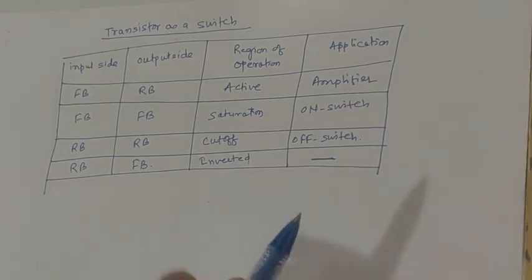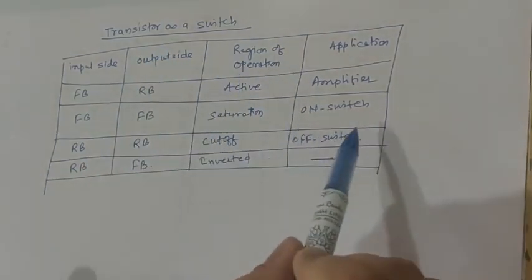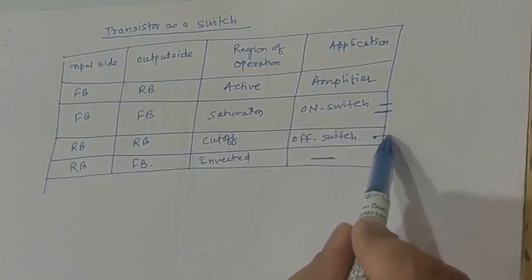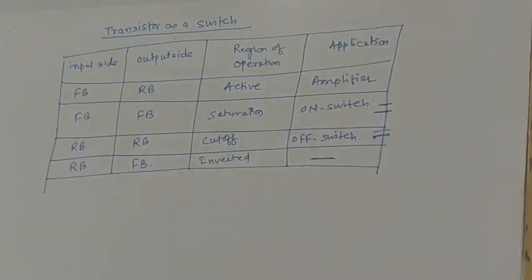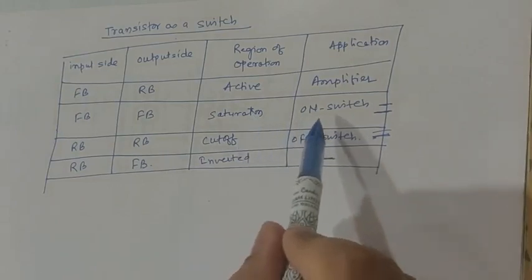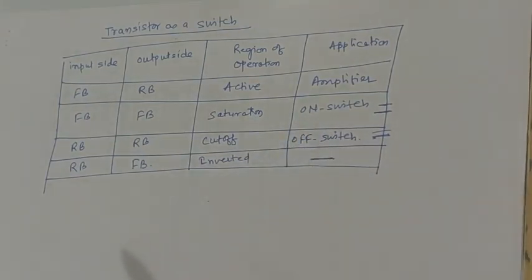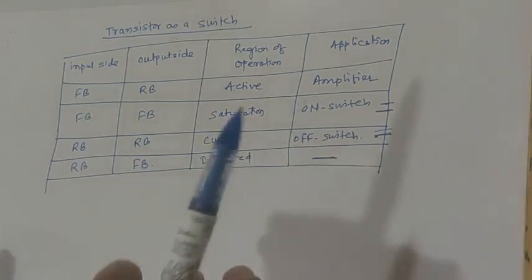Now today's topic is transistor as a switch, so of course we will be considering these two regions of operation, that is the saturation region as well as the cutoff region, because in the saturation region the transistor acts as an on switch, and in the cutoff region the transistor acts as an off switch. Okay, so now let us consider it.